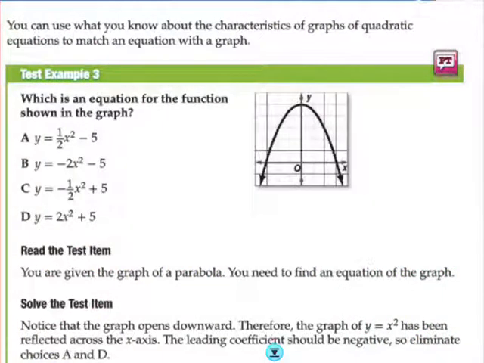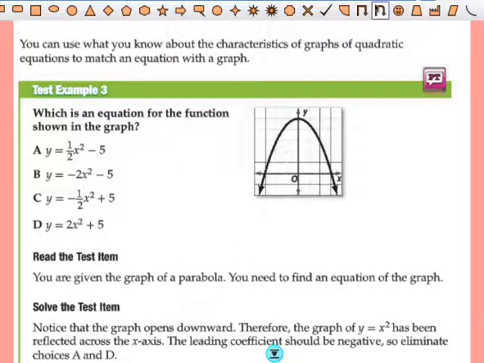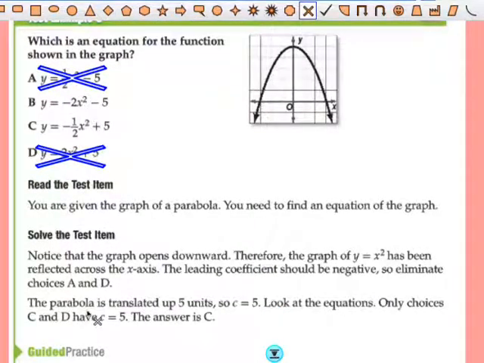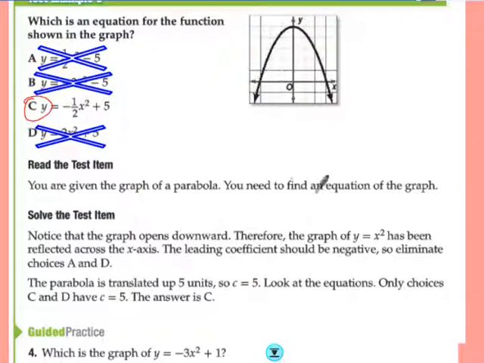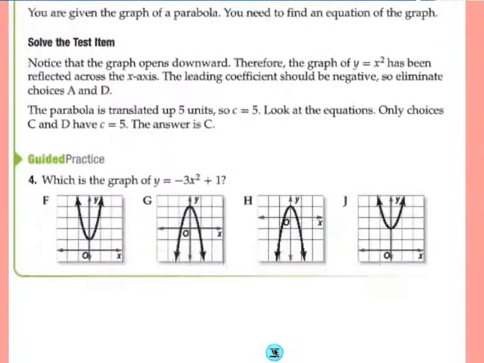Okay? You can use what you know about the characteristics of graphs of quadratic equations to match an equation with a graph. So this is just, can you figure out which of these is this graph? Okay, that's really all it is. If you're ever not sure, you can always plug stuff in. You'll notice that the graph opens downward. Since it opens downward, there are ones that we can eliminate. It opens down, so we know it's not that or that. So we can eliminate A and D. The parabola is translated up 5 units. Well, this would be down 5 units, so we can eliminate that. So we know our answer is C. Okay, pretty simple, just by using what we know to figure it out.